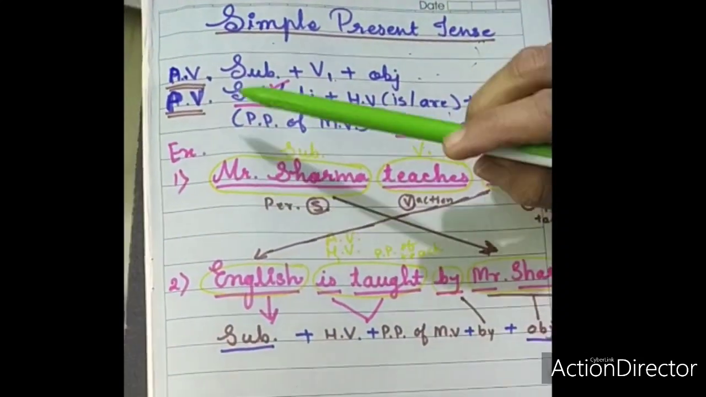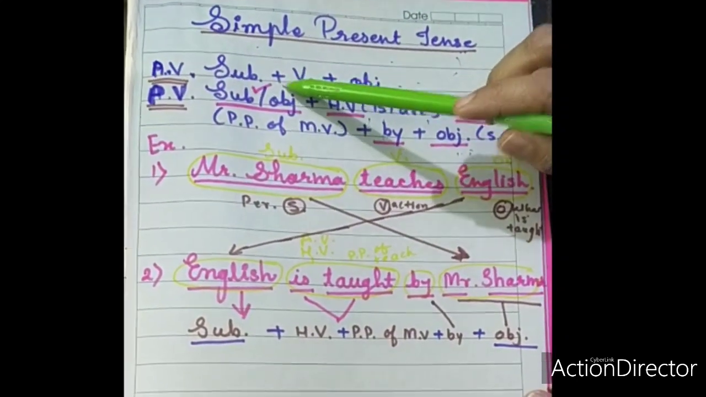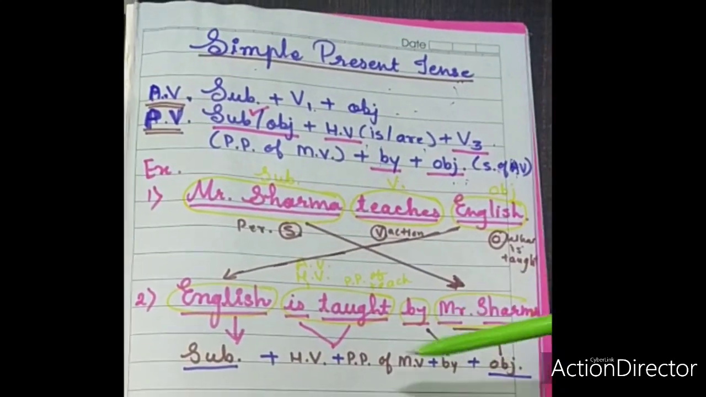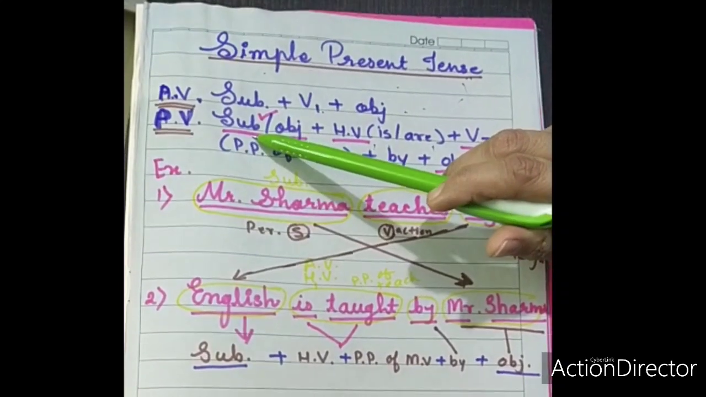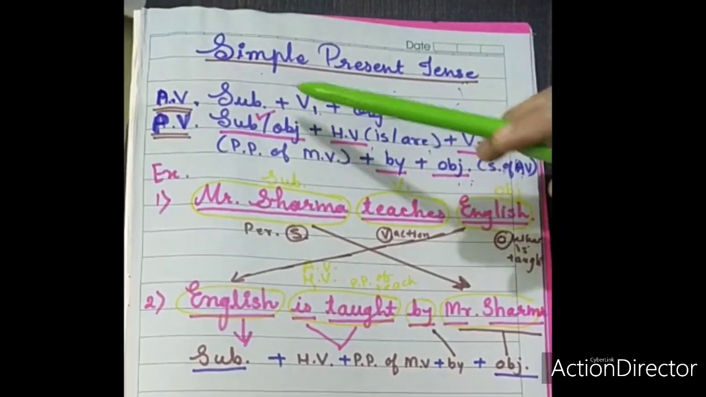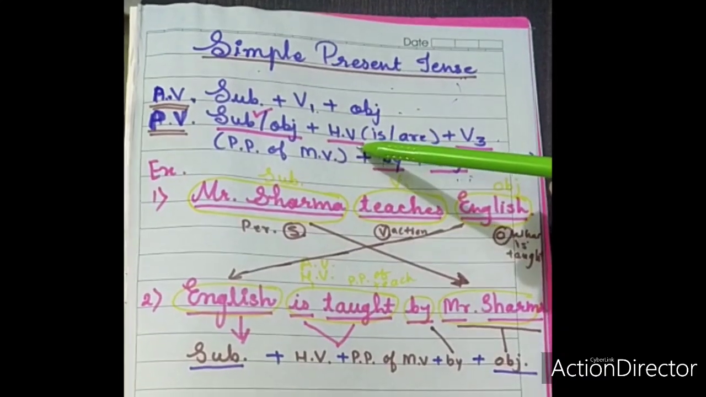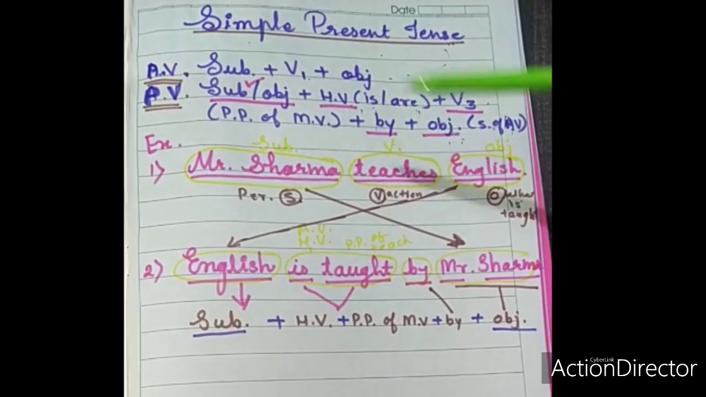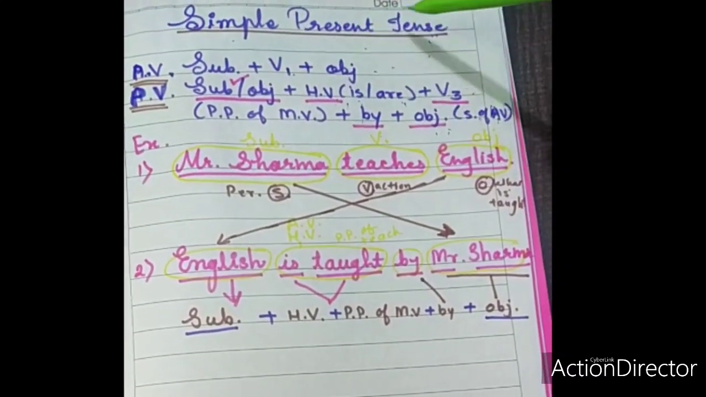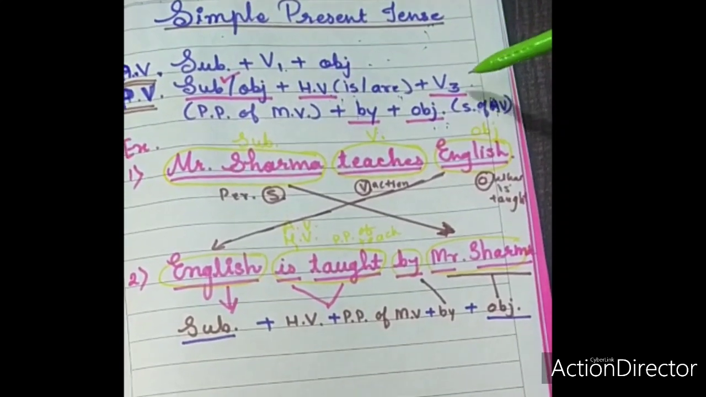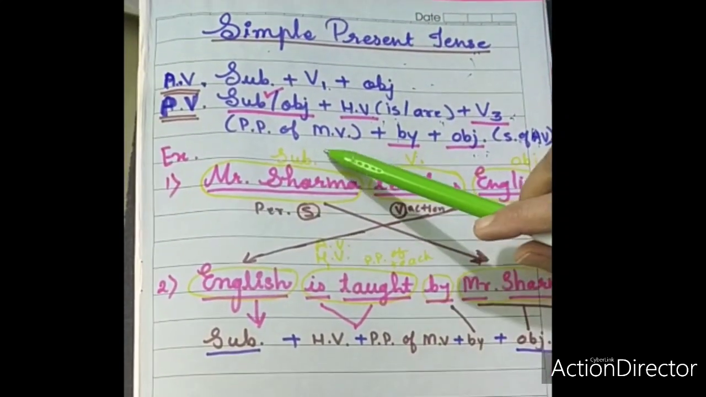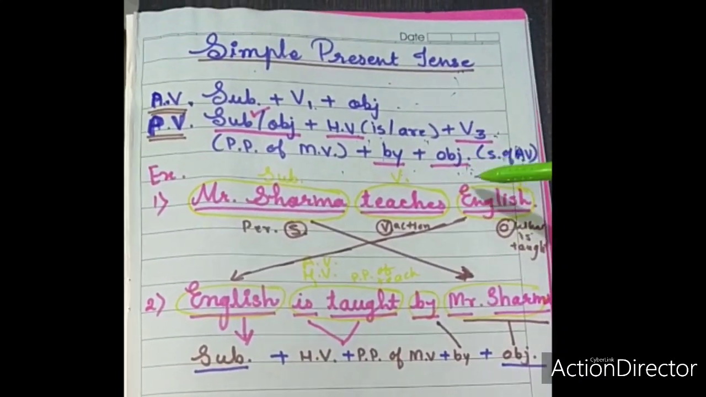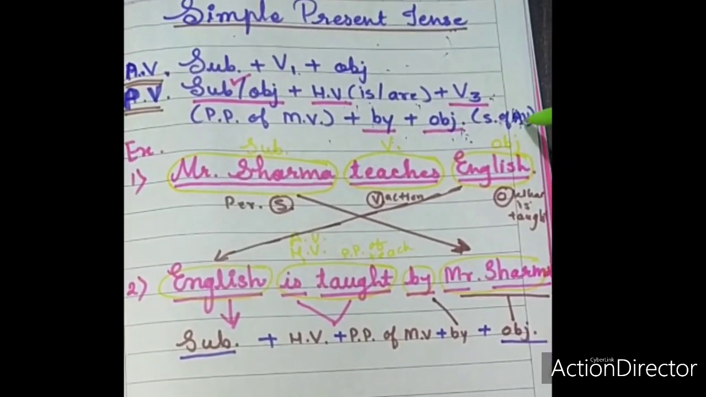The structure of active voice is subject plus V1, means base form of verb, plus object. In passive voice it will be subject, this means object of active voice, plus helping verb. In helping verb you have to make use of either is or are because the sentence is in simple present tense. Then V3, here V3 means past participle of main verb, plus by plus object. Here again object means subject of active voice.